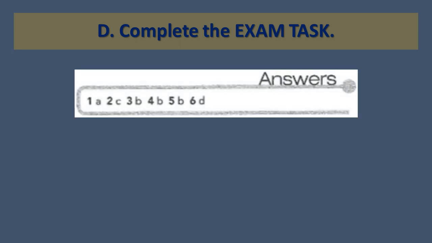Okay, and here is the answer. You can refer to the answer and compare with your answers, right? Number one, A, number two, C, number three, B, number four, B, number five, B, and number six, D.